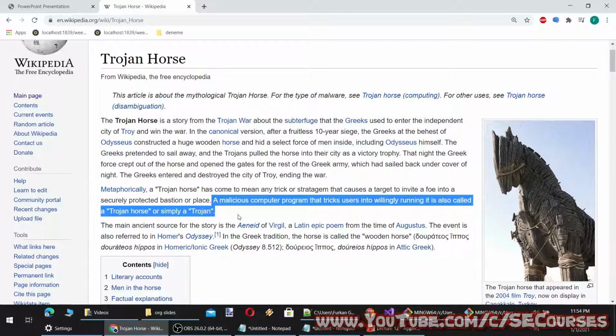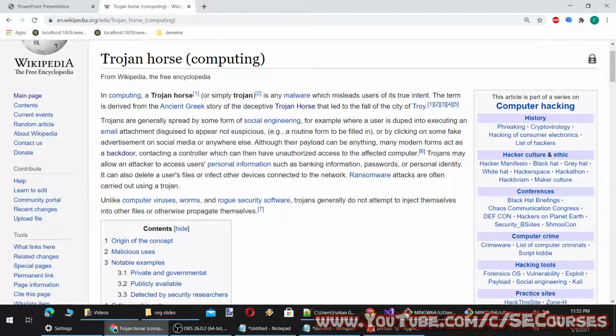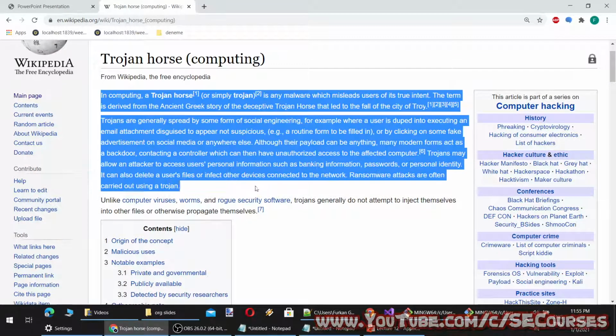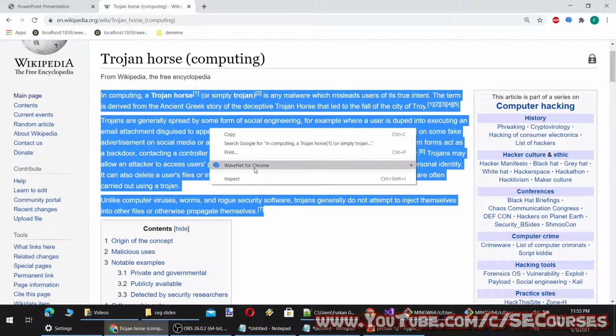1. In the Greek tradition, the horse is called the wooden horse, Doureios hippos in Homeric, Ionic Greek, Odyssey 8.512, Dorios hippos in Attic Greek. Okay, so this was the history of Trojan, and there is Trojan horse competing. I think you already have the idea, but let's read this one as well.